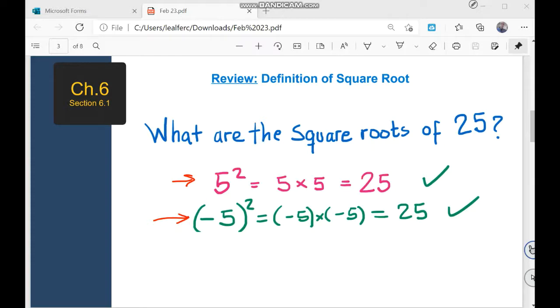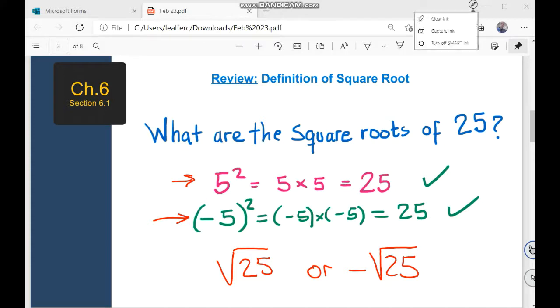We can even write it like this. Square root of 25 or negative square root of 25. Those are also answers. You just need to simplify, and you're going to find 5 or negative 5. Okay? That is the review about yesterday.